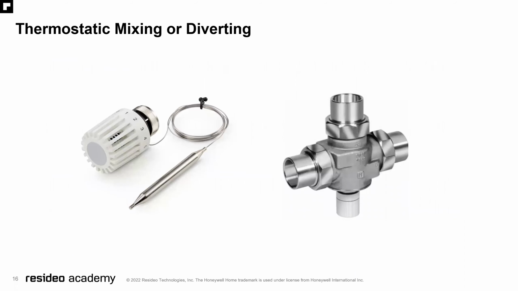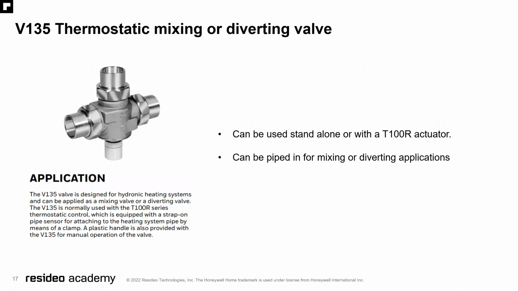Here's our thermostatic mixing or diverting valve. Every once in a while we do get asked, well, can I mount the mixing valve as a diverting valve? And the answer is we have one of those. The V135 Thermostatic Mixing or Diverting Valve can be used as standalone, or you can add a T100R actuator. It can be piped for mixing or diverting applications.